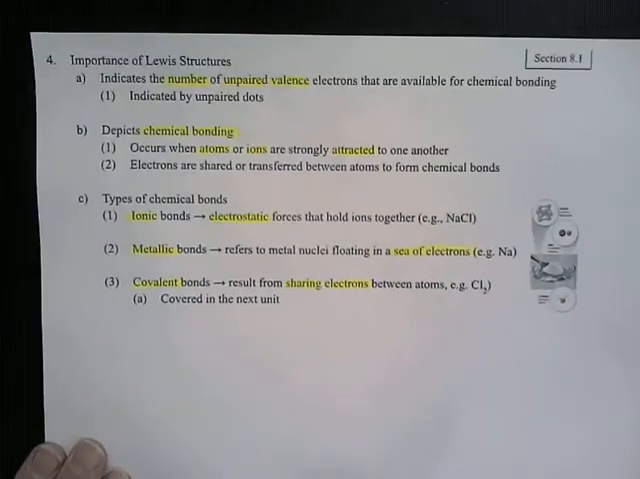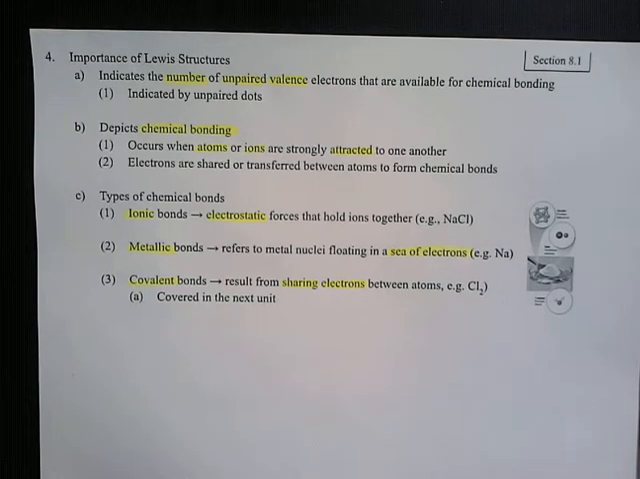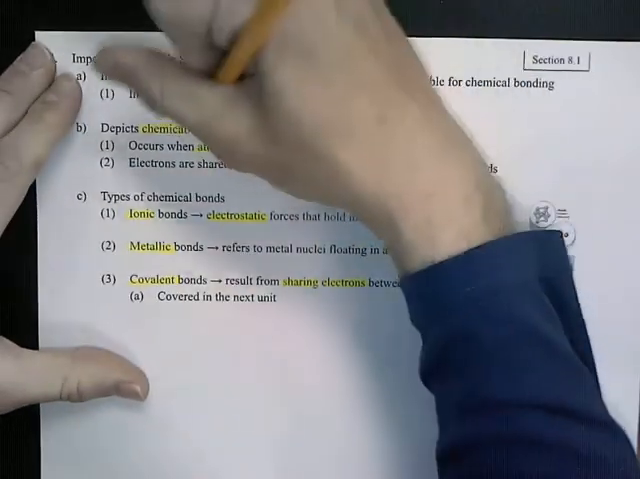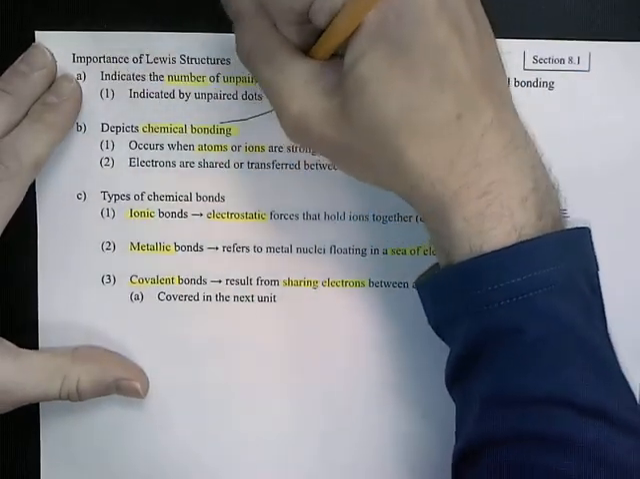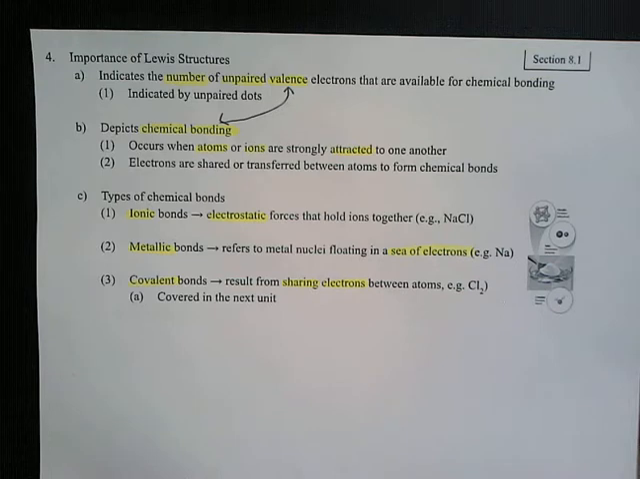Well, this helps us identify the number of unpaired electrons. And what I'm going to put under this, or draw an arrow to, is that unpaired electrons are directly correlated to your chemical bonding. Okay? So this means that the unpaired electrons are the electrons available for chemical bonding.